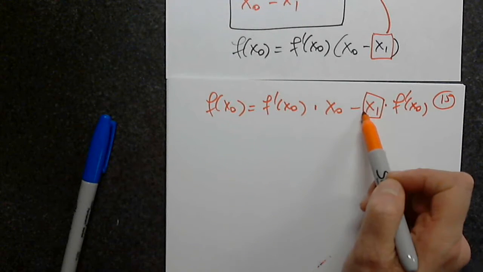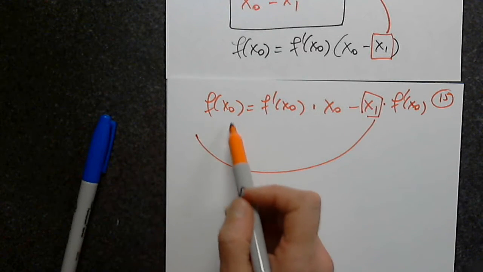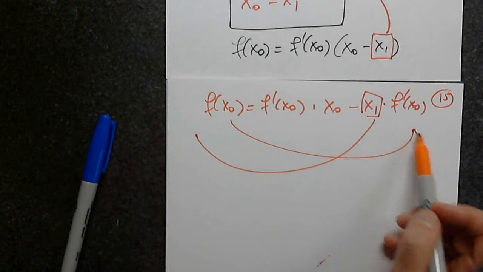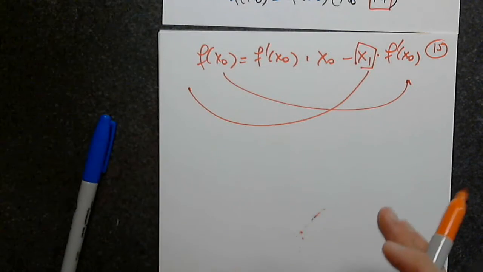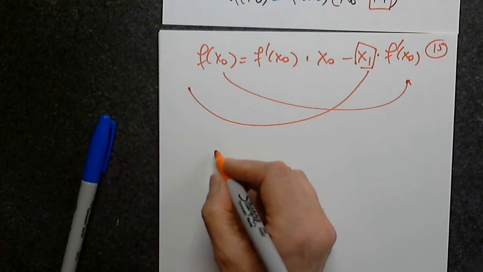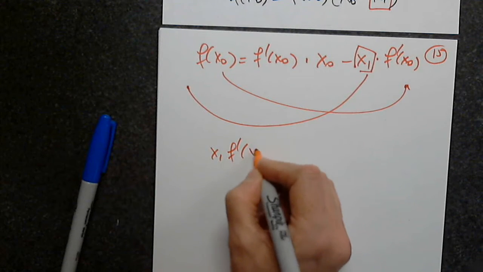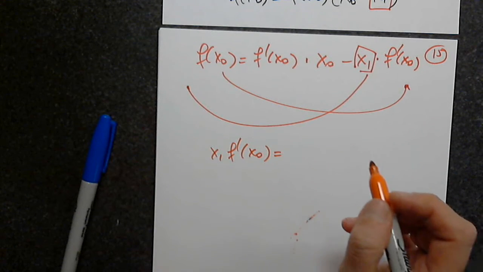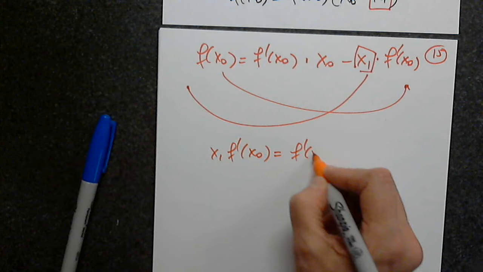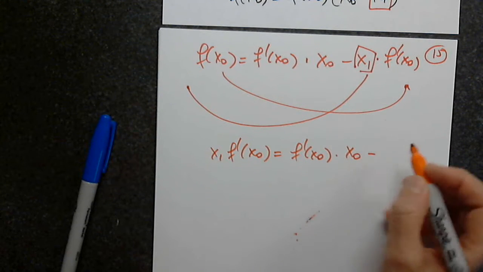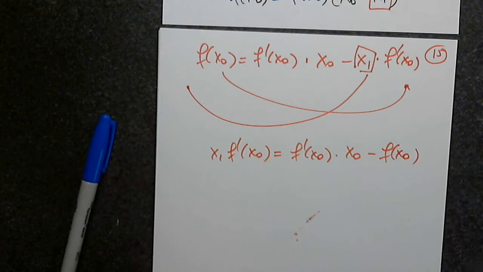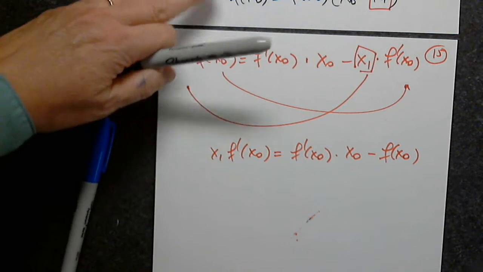I'm after this. I will move this term to this side. I will move this term to the other side. And then divide. So x1 f prime of x0 equals f prime of x0 times x0 minus f of x0. Let's stop for a moment and see if this is clear.